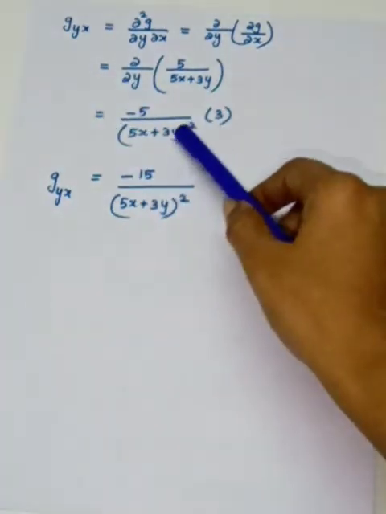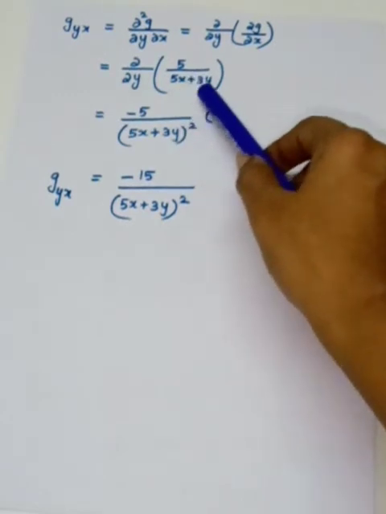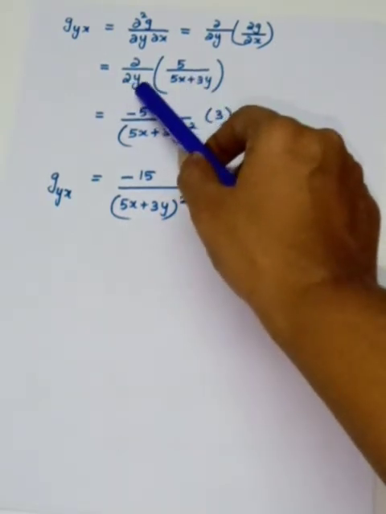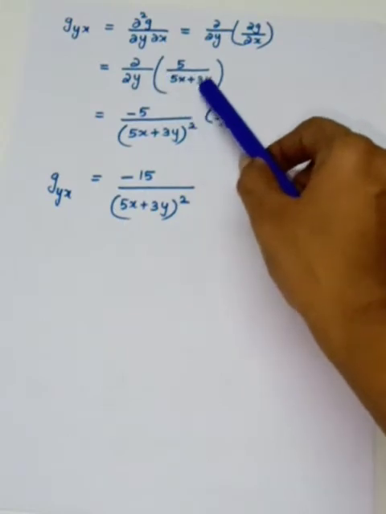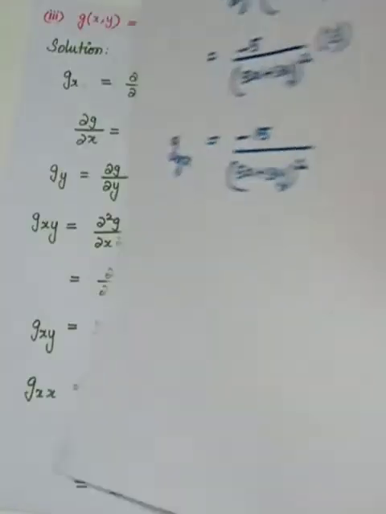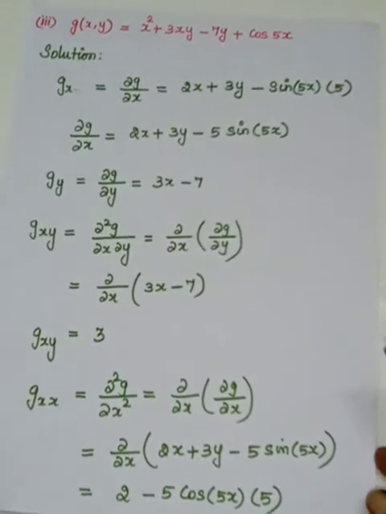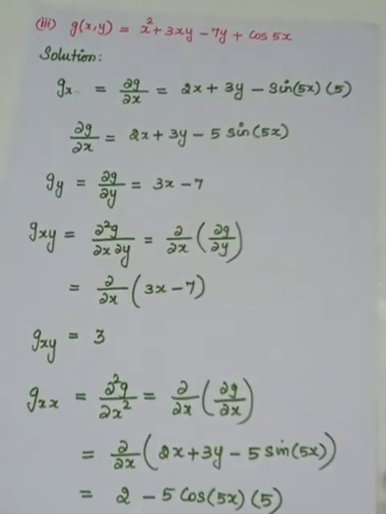So 1 by x order differentiation, minus 1 by x squared. This 5x plus 3y has to be differentiated partially with respect to y. So this is 0 and 3y, the differentiation is 3. So you will get this. Come to the third subdivision. g of x comma y is equal to x squared plus 3xy minus 7y plus cos of 5x.